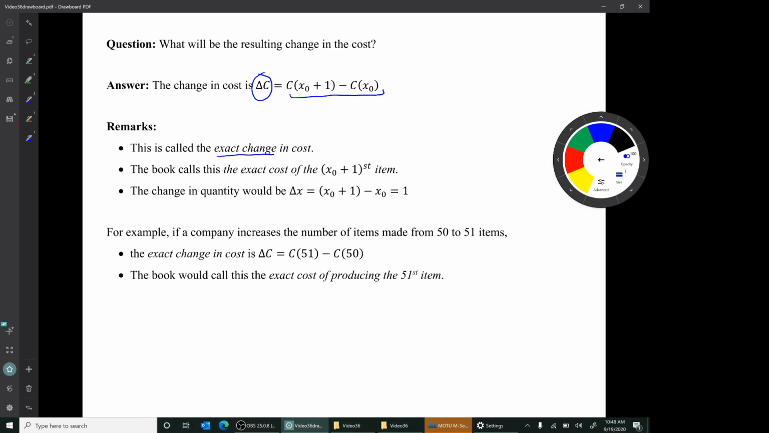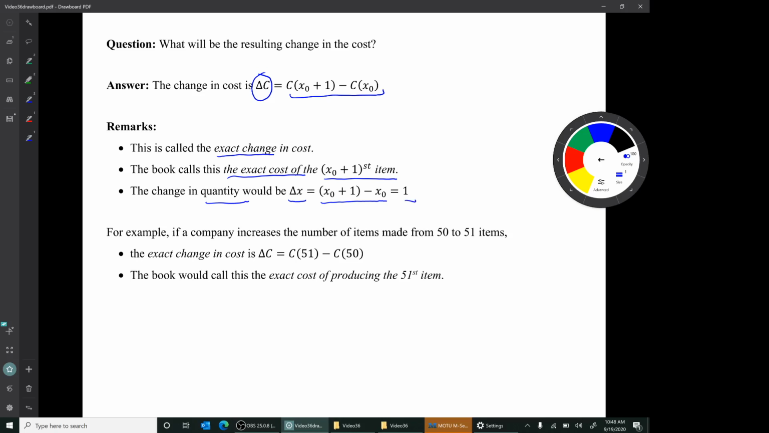The book sometimes calls this the exact cost of the x0 plus 1 st item. Now, the exact change in quantity would be how much the quantity changed. That would be denoted by delta x, and that would be this quantity, which is just 1. We changed from a quantity of x subscript 0 to a quantity of x subscript 0 plus 1, so the quantity just changed by the number 1.